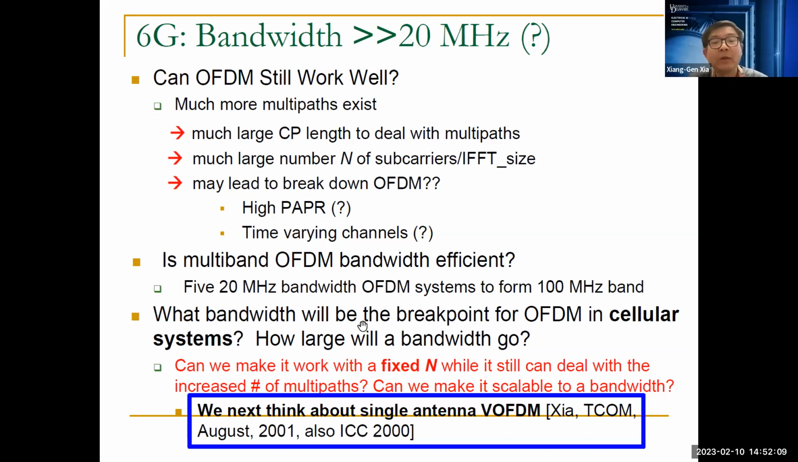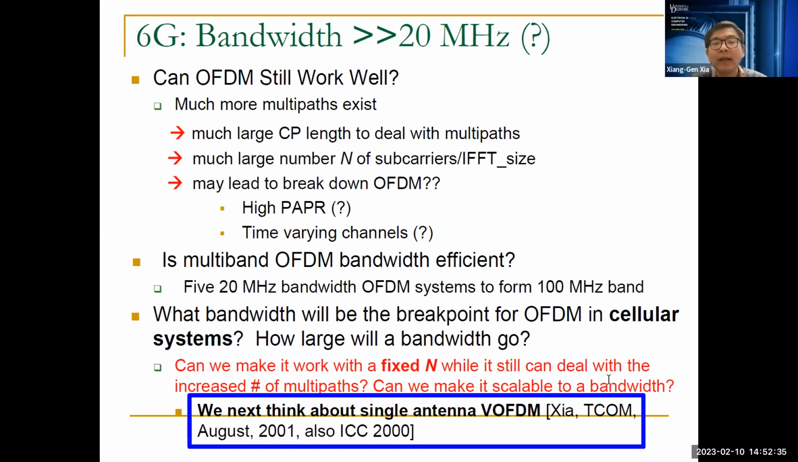If it's a problem, what will be the breakpoint for OFDM in cellular systems? Okay, I'm talking about cellular systems. And how large will our bandwidth go? Can we make it work for a fixed N, capital N, number of subcarriers? Or can we use a fixed FFT size, and still deal with the increase of the number of multipaths, or in other words, the increase of bandwidth? Or can we make it scalable to our bandwidth?